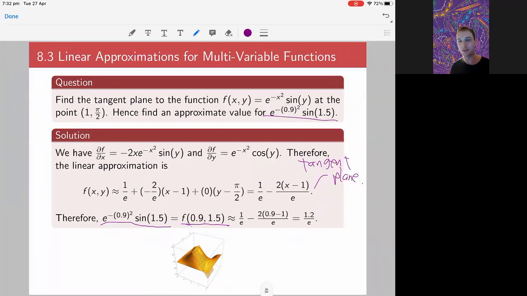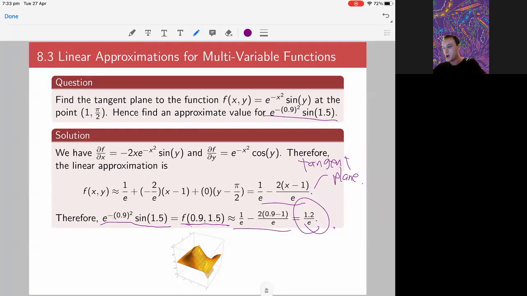But I have an approximation for this function. It's this one up here: 1 on e minus 2 times x minus 1, all over e. Well, I said x is 0.9. So 0.9 minus 1 gives 1.2 divided by e after substituting. This is probably a pretty good approximation for the value of e to the minus 0.9 squared times sine of 1.5. This is what makes Taylor series so powerful.